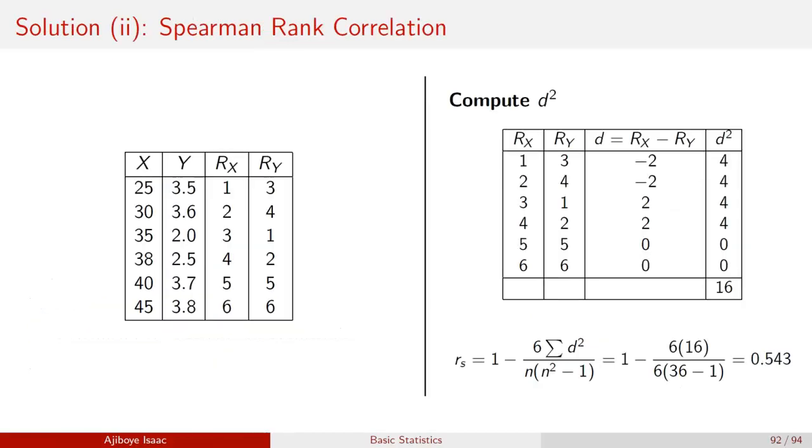For the Spearman rank correlation coefficient, we will need to rank the x and the y's correspondingly. You can rank in descending order or ascending order, but you must be consistent for the two variables. When we rank, we then compute the difference in the ranking and square. We sum the squares and then substitute the value in the formula given here. That will give us the value 0.543, which is a little bit different from what we had earlier.